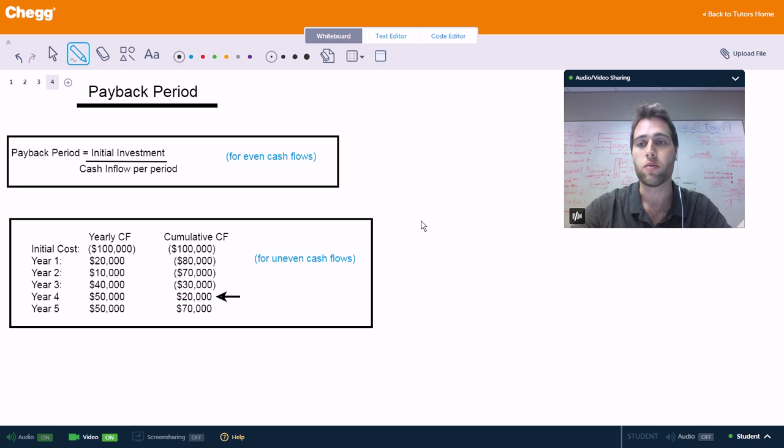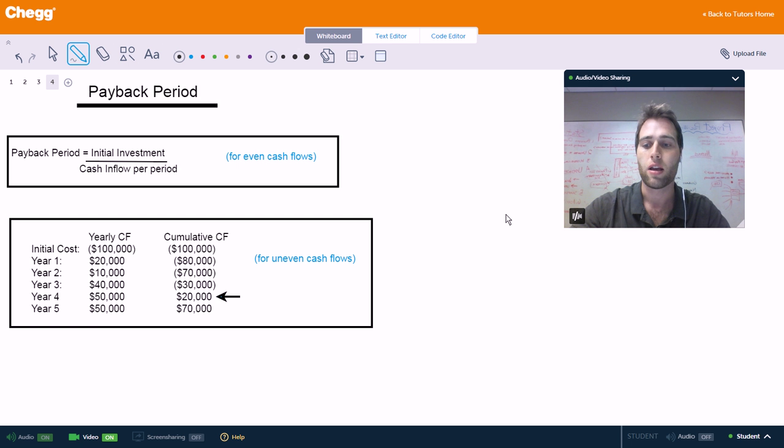Alright, so how is it used? Well, there's two different ways that you can use the payback period. One's easier than the other, but you can only use the easy way sometimes. You can use the easy way when you have even cash flows. That means that you make an investment, and that investment is going to pay back an equal amount every period. Usually it's going to be years, so we'll say years. It's going to be an equal amount every year.